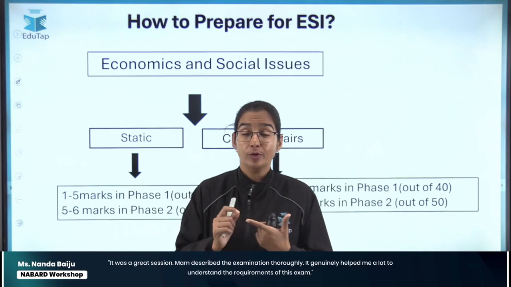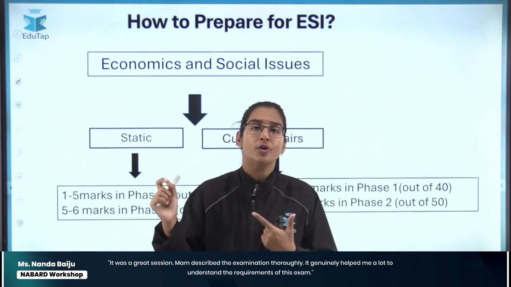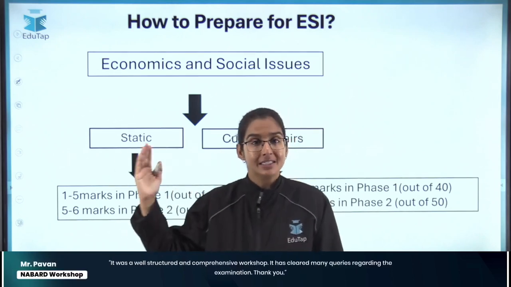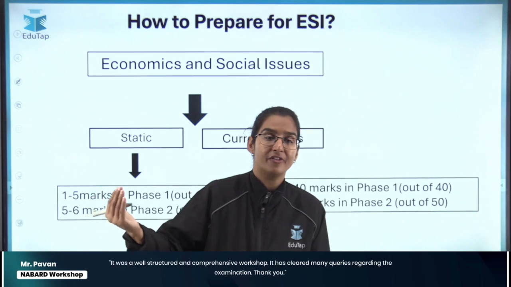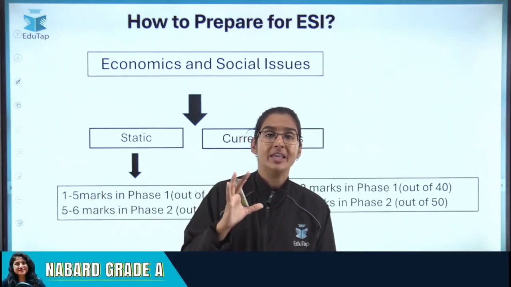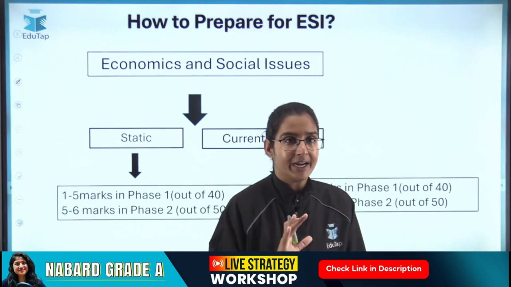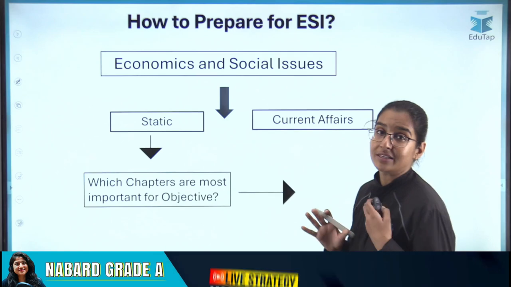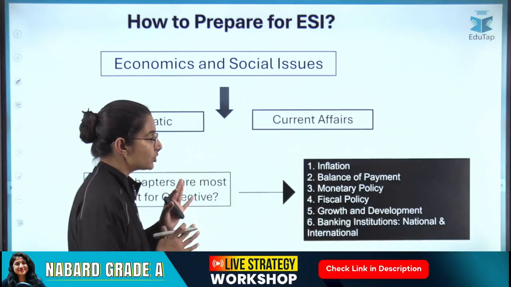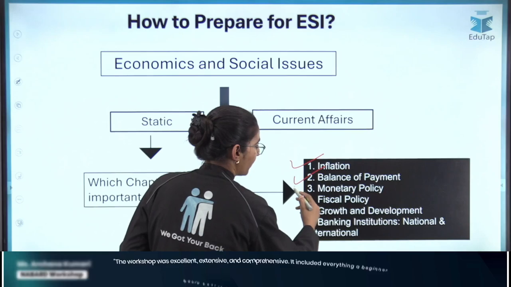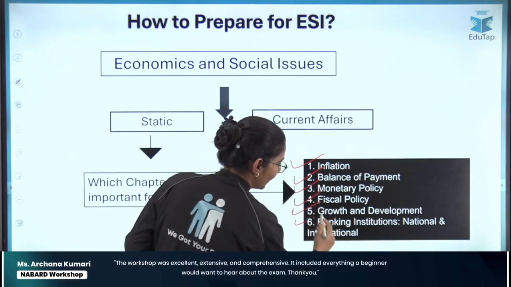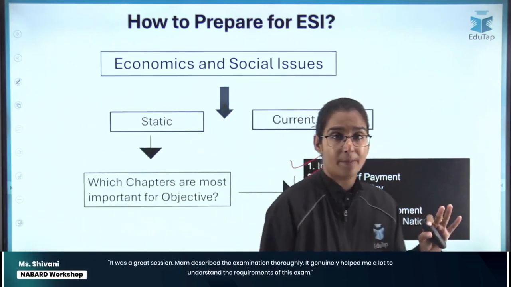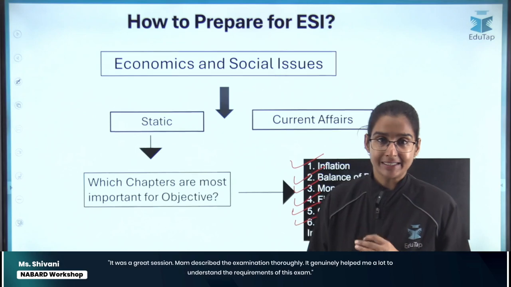So you have to cover the static part to understand the current affairs really well. And the second thing is to answer the descriptive questions. The descriptive questions which are asked in phase 2 do require a good knowledge of the ESI static part, right? So I hope this much is clear to you. Now moving ahead, what are the most important topics as far as the static part is concerned? Here is the list: inflation, balance of payment, monetary policy, fiscal policy, growth and development, banking institutions, national and international. These are the most important topics as far as the ESI static part is concerned.